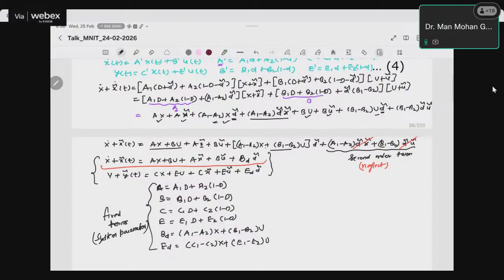Now this model which we have is a linearized model. Also this is state space averaged. But this is again large signal, because in this we have both the terms, steady state as well as small signal. One more thing we can write: x is fixed. That's why x dot we can write as 0, right? x dot we can write as 0.